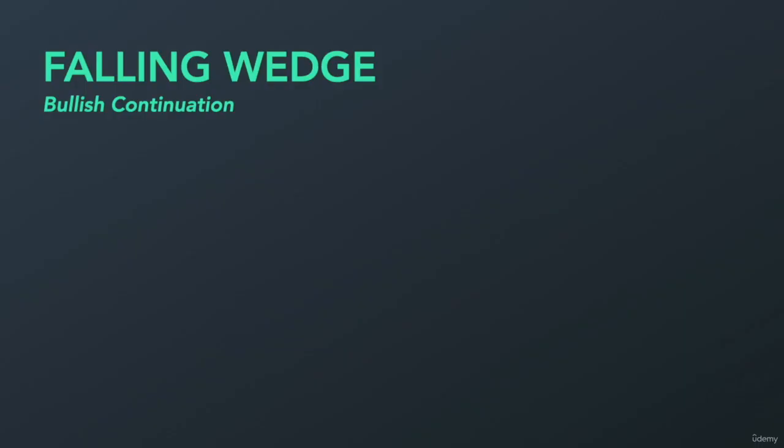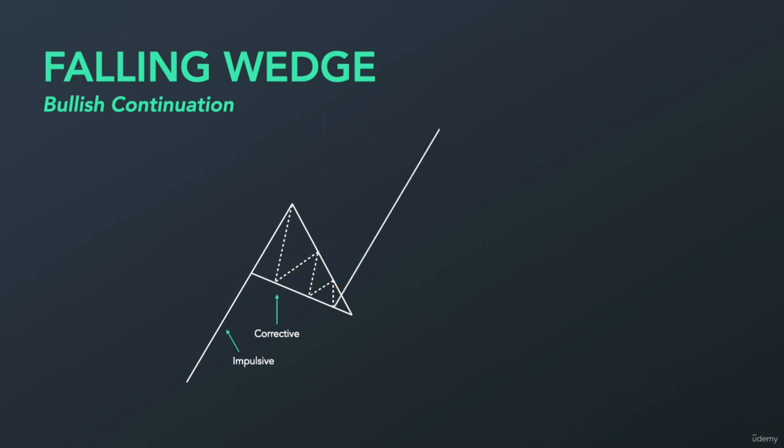Falling wedge, bullish continuation. So we have to see this pattern in an upside move. So this is our impulsive move, followed by a corrective move that formed into a falling wedge. So whenever we see this pattern forming, we can anticipate that there will be an upside move.